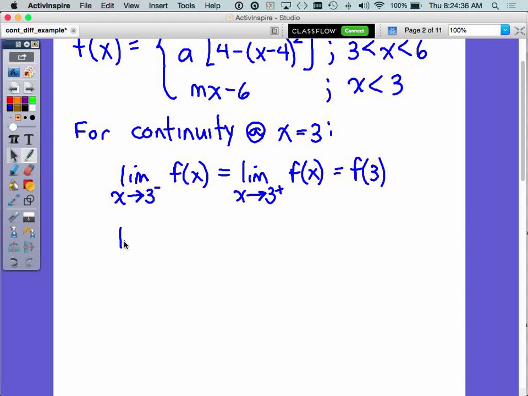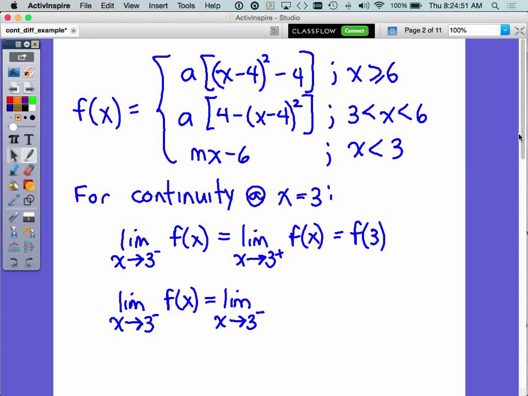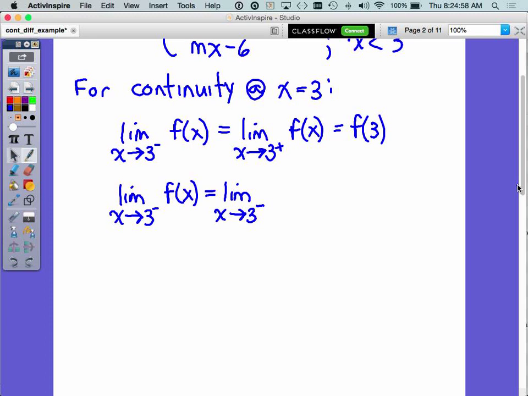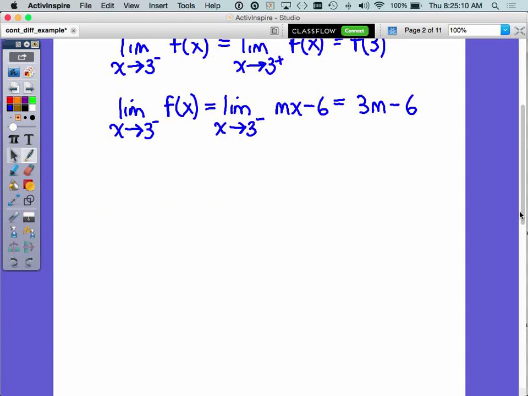The limit as x approaches 3 from the left of the function is really the limit as x approaches 3 from the left. And if I'm coming from the left, I can see that I'm on this piece of the function, to the left of 3. So this is going to be the limit as x approaches 3 from the left of mx minus 6, and that's going to give us 3m minus 6. So there's my left limit. Now I need to do the same thing for the right limit.